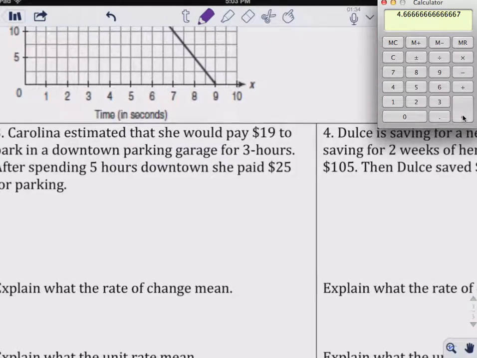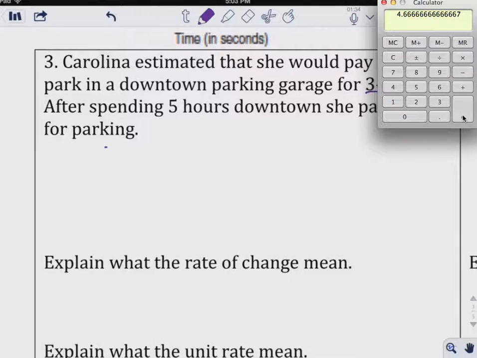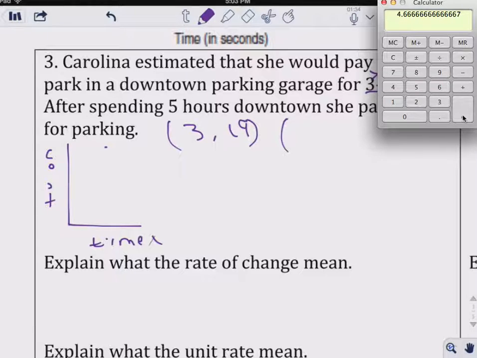Okay, here we go. Caroline estimates she pays $19 to park in the downtown parking garage for 3 hours. So $19 for 3 hours. So $19, remember we had a thing here, the cost would be there. So the $19 is your Y, 3 hours is your X. Time is always at the bottom, which is the X. 3 hours for $19. And then 5 hours downtown, 5 hours for $25.